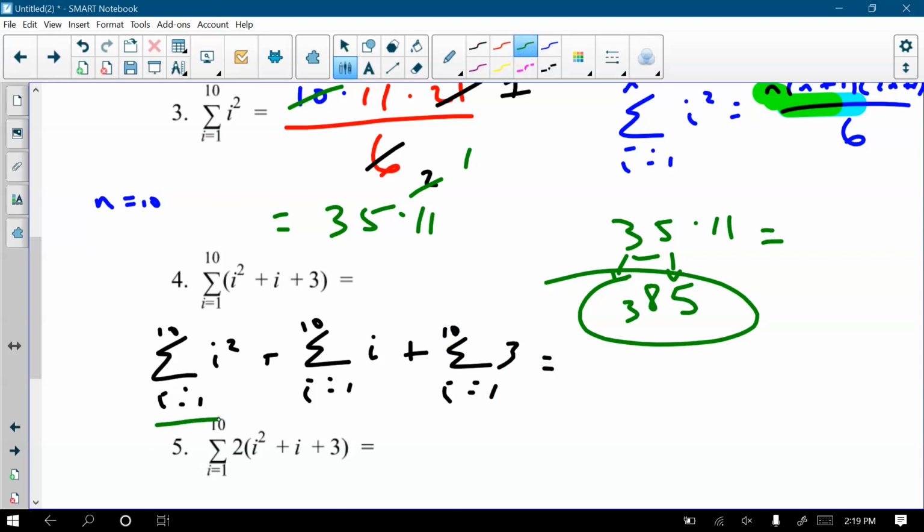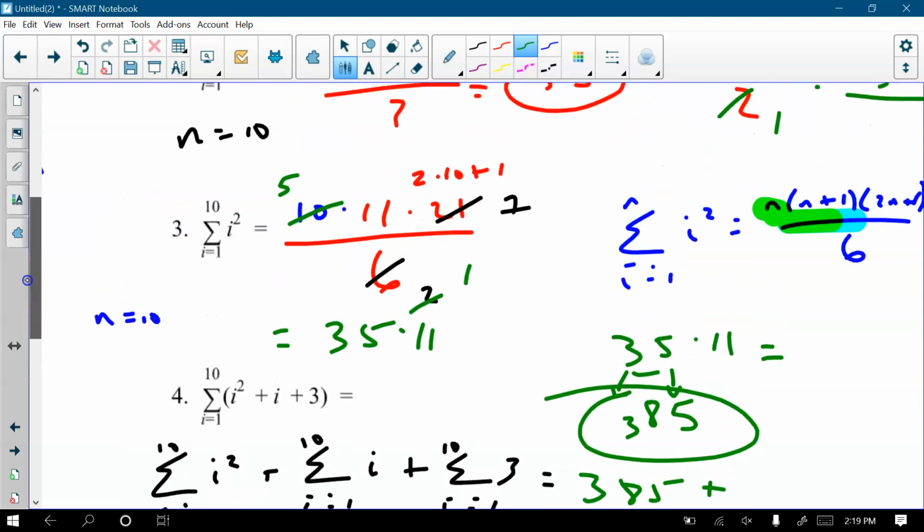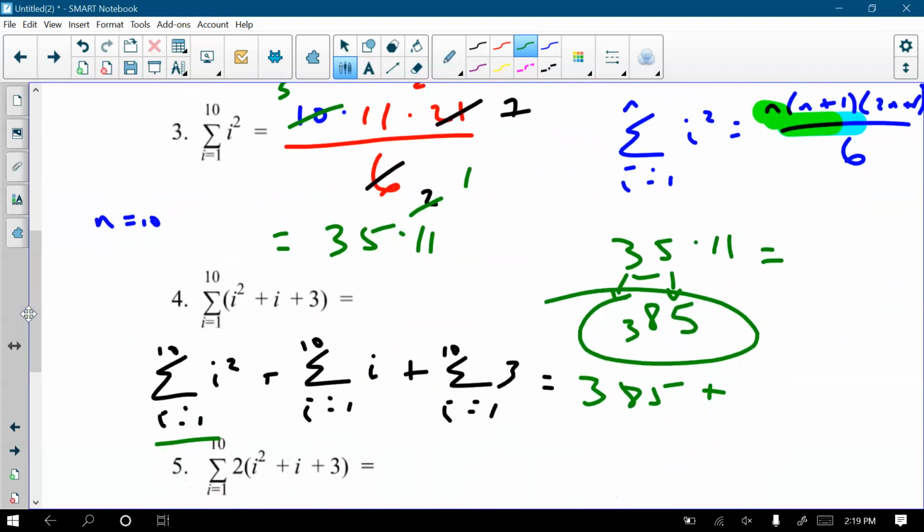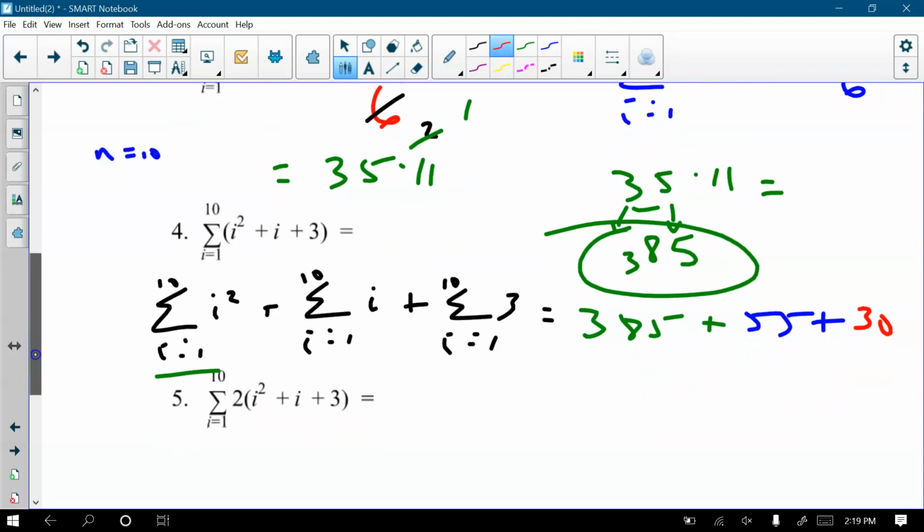The first one was 385 from number 3. The second one was 55. Yep, that was a blue one. And then the third one, I believe, was 30. And we can add these all up, and I believe we get 470, 480.